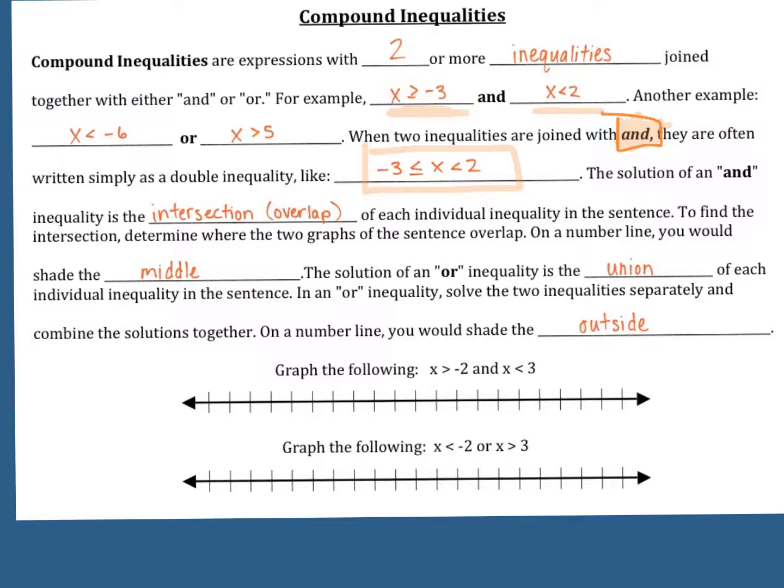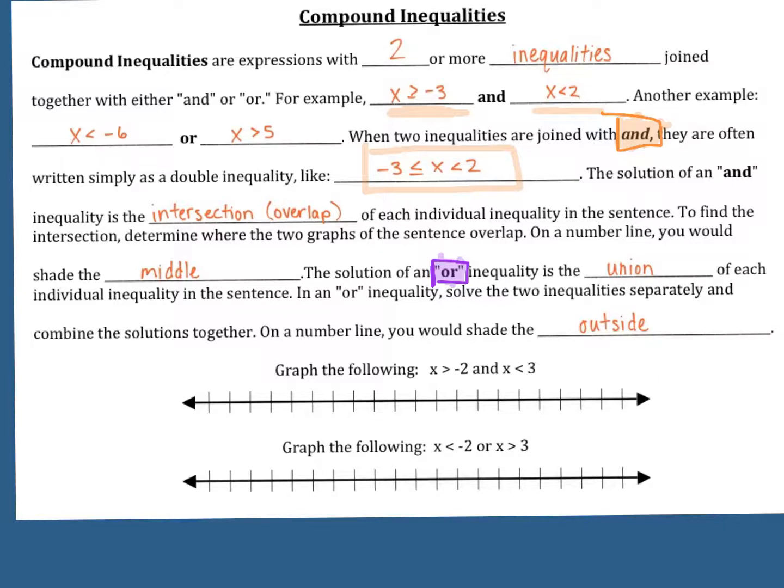So the solution of an "or" inequality is called a union. So it is the union of each individual inequality in the sentence. And we'll talk more about unions later, but in an "or" inequality, you solve for each inequality separately and then just put the two solutions on the same graph. So there won't be an overlap here.